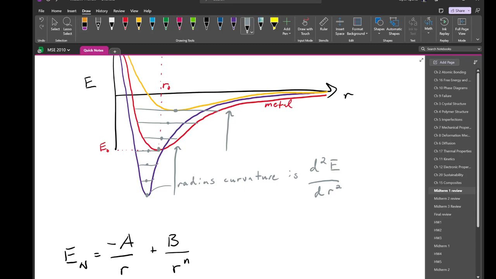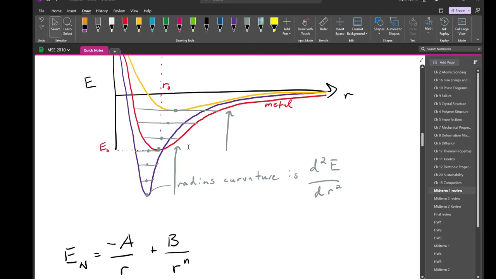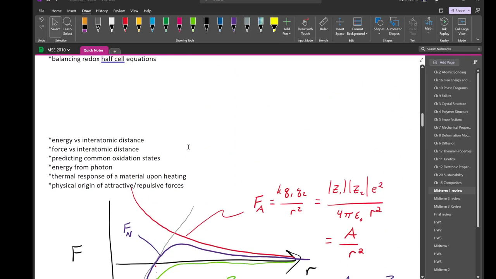Thank you. All right. Other questions on energy force diagrams? Did we answer what it told us to study? Energy versus interatomic distance, force versus interatomic distance. We'll talk about oxidation states in a minute.